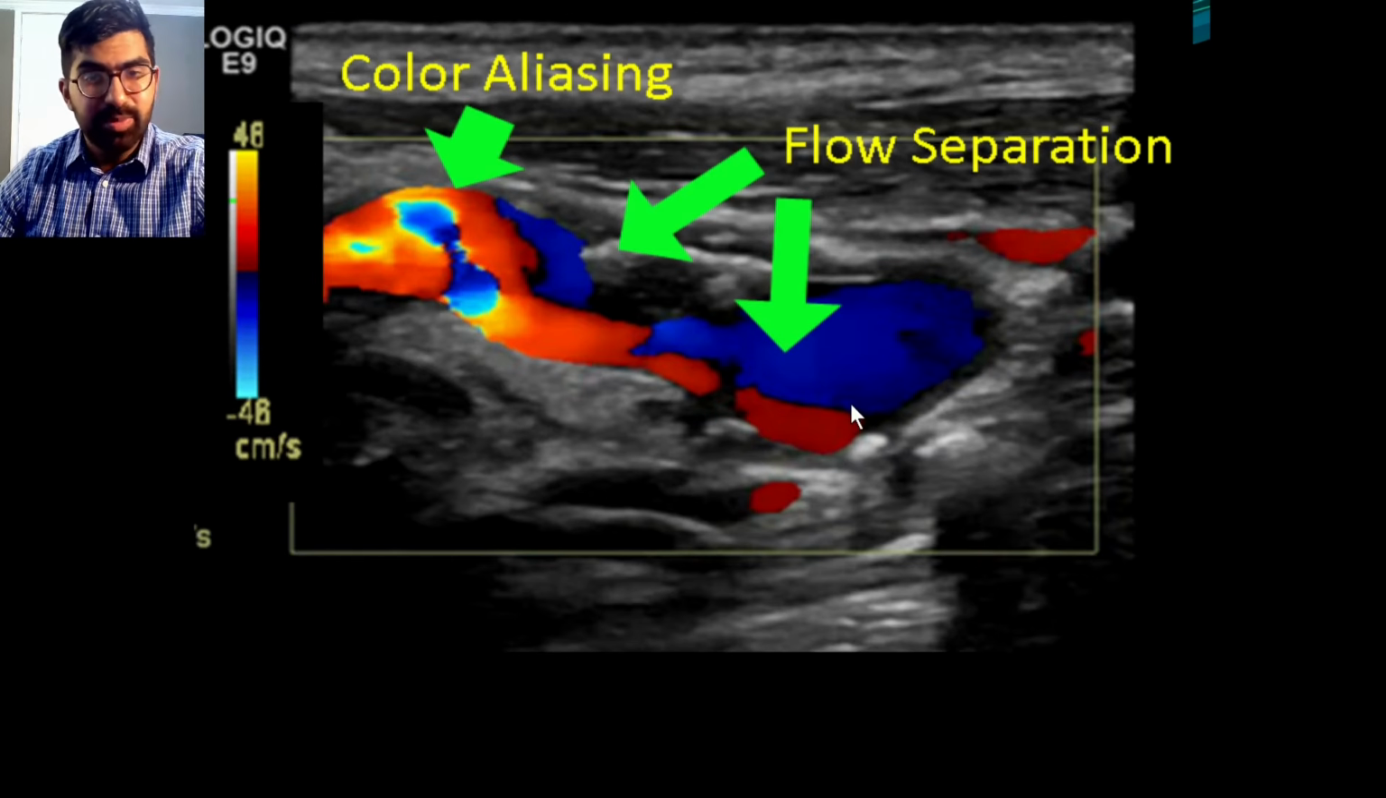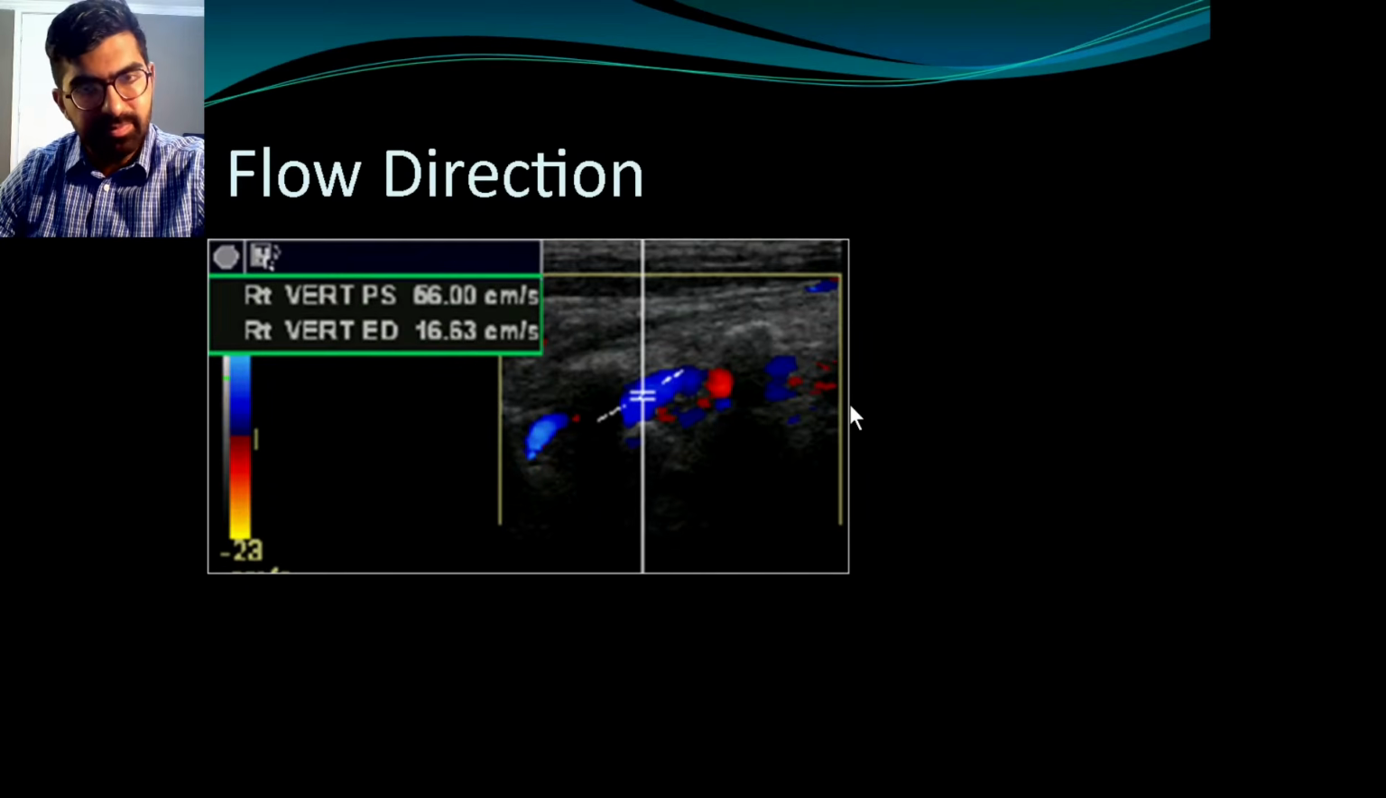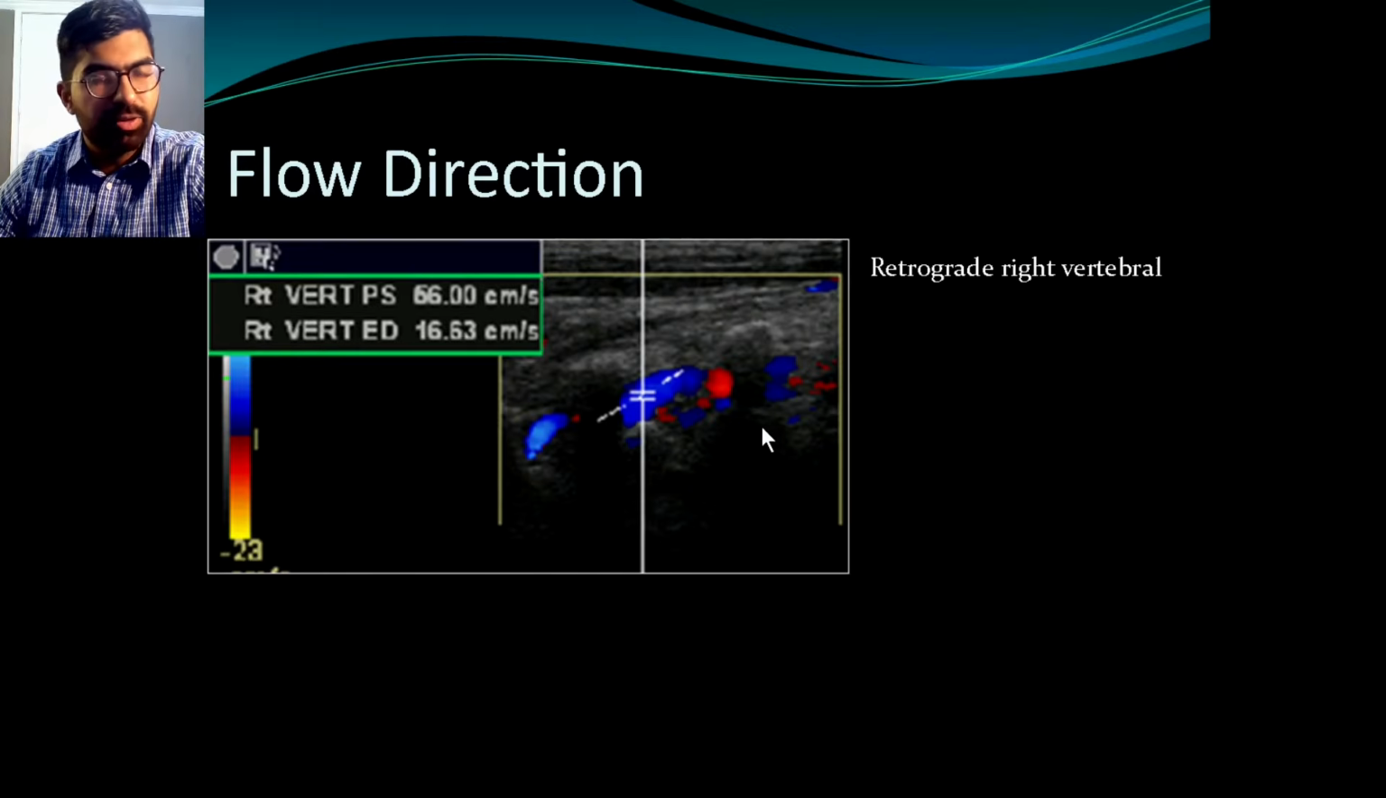So again, let's keep building on these concepts. What is the direction of flow in this vertebral artery? So you can see a lot of concepts being put together. You can see the acoustic shadowing, blotting out these locations, but you do see the vertebral artery. And if you said that this was a retrograde right vertebral, you're 100% right. You notice it's blue, it's towards the probe, so blood flow has to be going from screen left to screen right. Again, an abnormal finding.